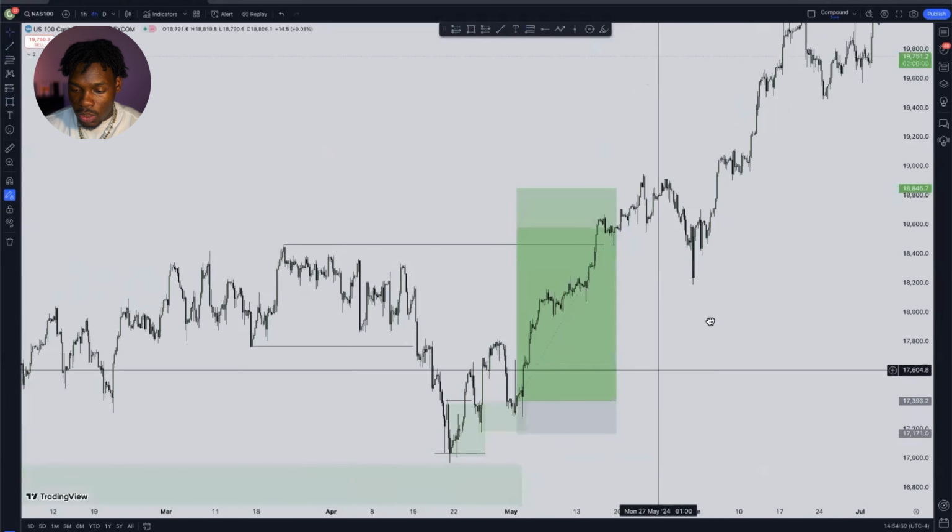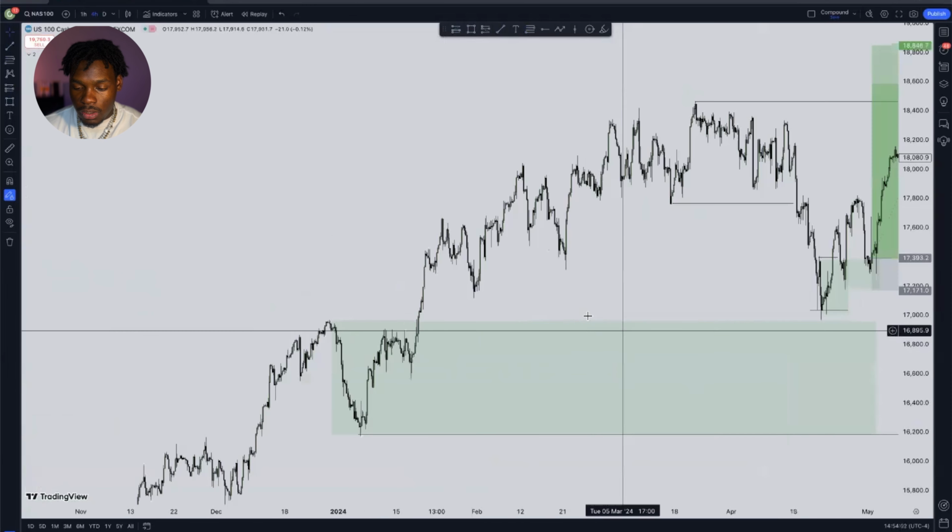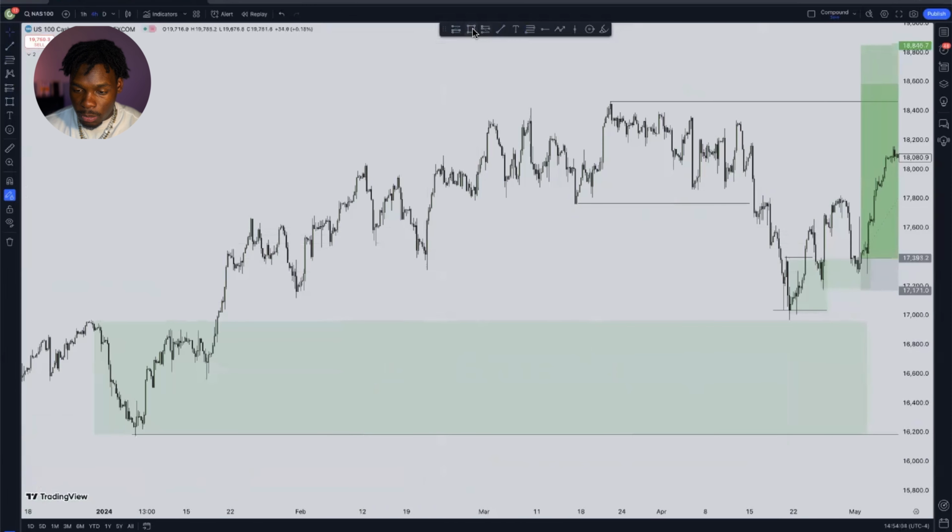Okay. So that's what we would look for in this price. Now, why didn't price reverse here? Well, because this was in the premium of that level, as you remember.